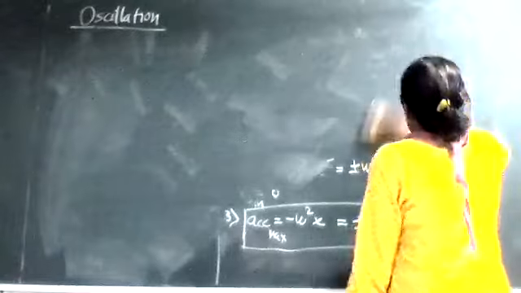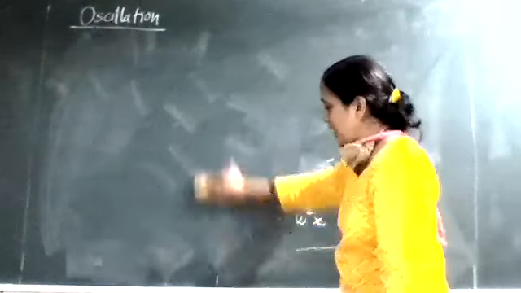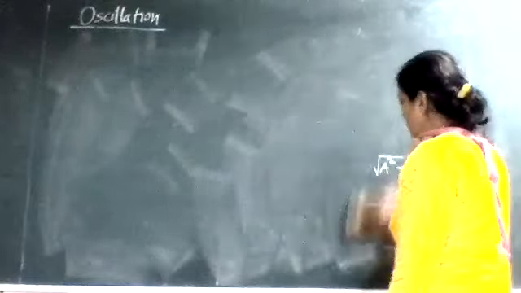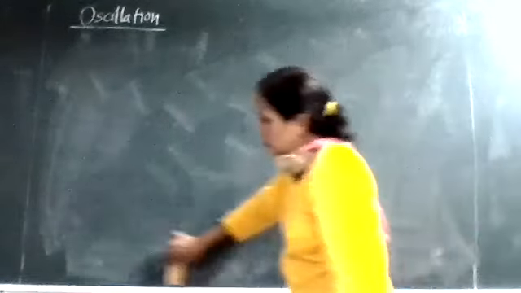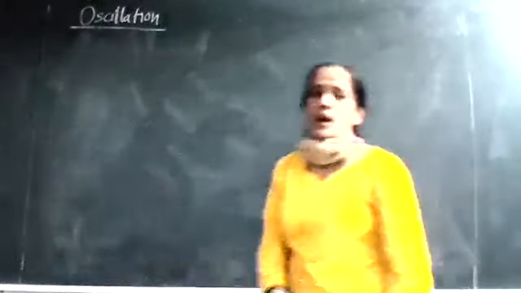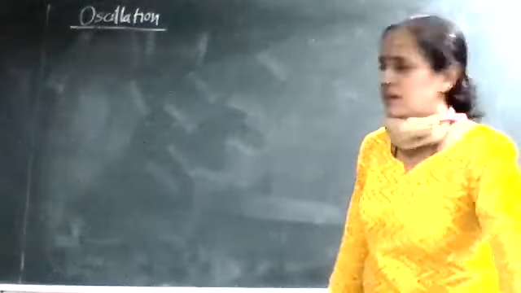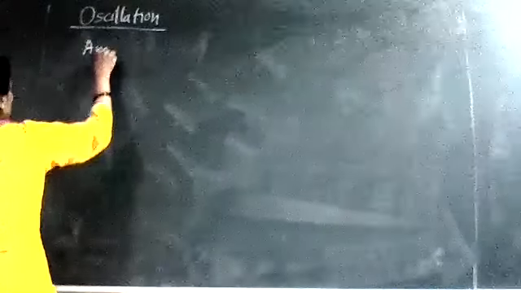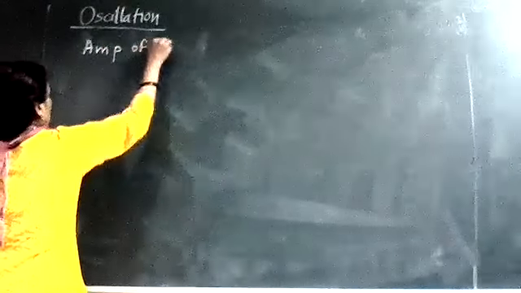So while I am cleaning the board, just relax so that you can easily pick up the next point. I am going to give three terms: amplitude, period, and frequency. First, I will say the amplitude of oscillation.